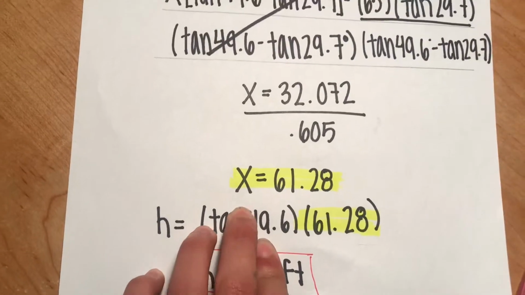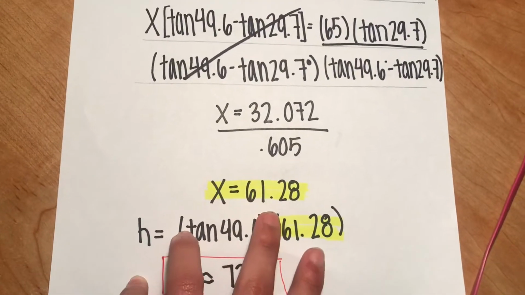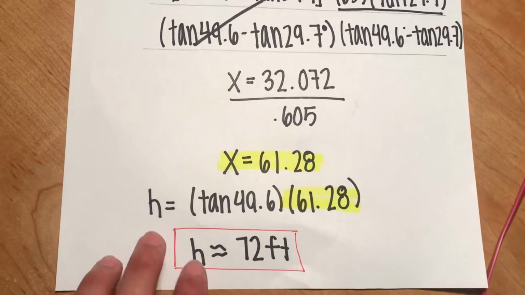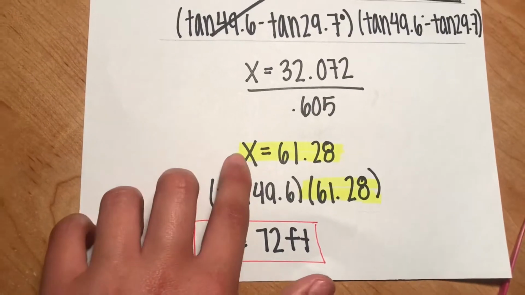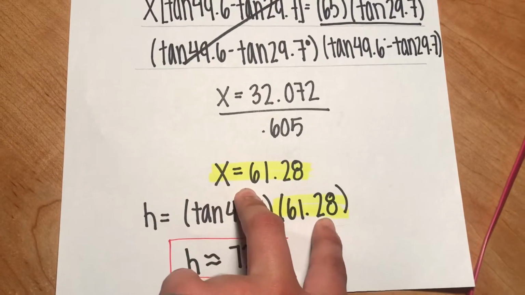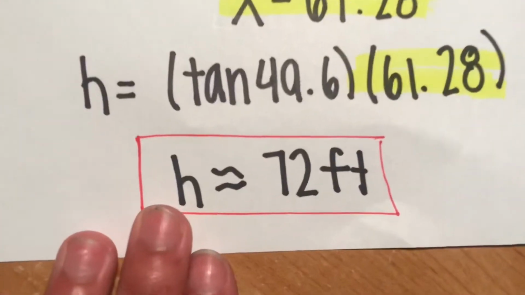And x is finally equal to 61.28. And then to find the height, they multiply tangent of 49.6 by x, which is 61.28, and the height is 72 feet.